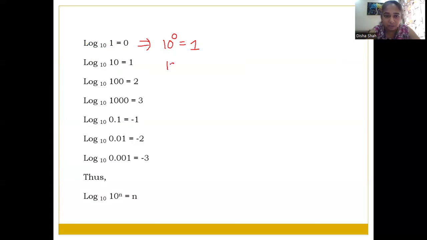Similarly, we know that 10 raised to 1 is equal to 10. This we have written in exponent form. If we write this in logarithmic form, we can write like this. So log of 10 to the base 10 is always equal to 1. Log of 10 to the base 10 is always equal to 1.